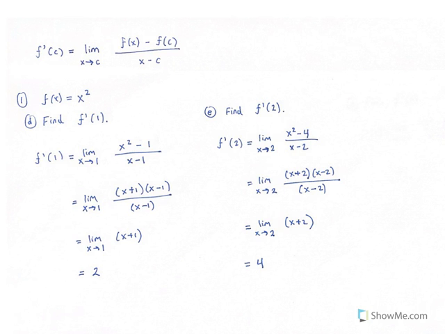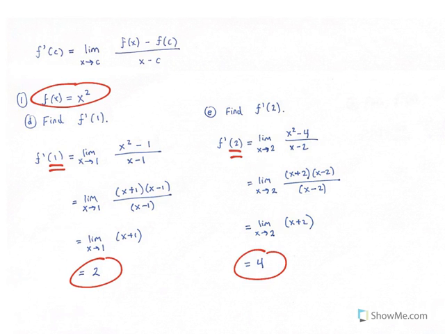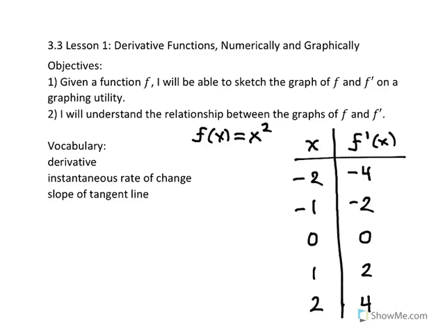And you can see that the derivative of the function f at x is equal to 1 is equal to 2, and the derivative of the function f at x is equal to 2 is equal to 4. So from the work that we just did, we're able to calculate numerically the values of the derivative of f at these values of x.